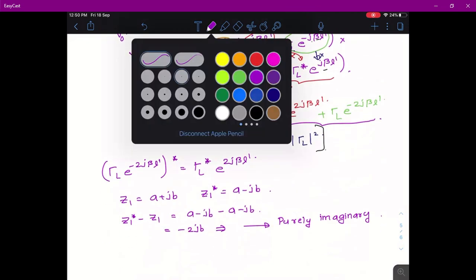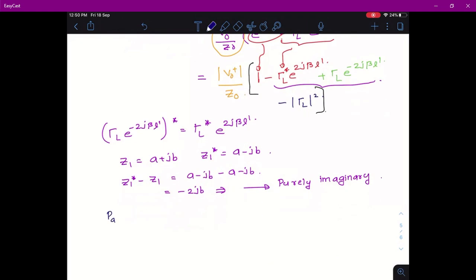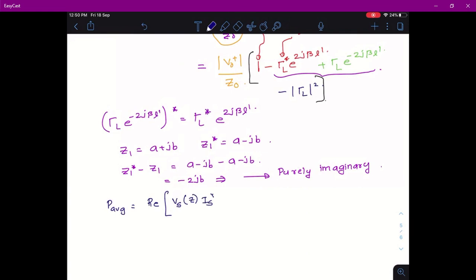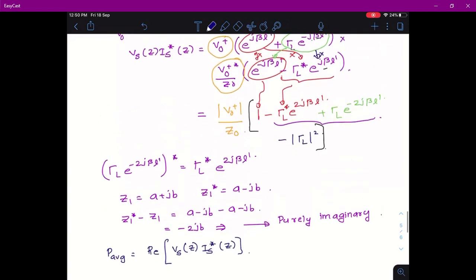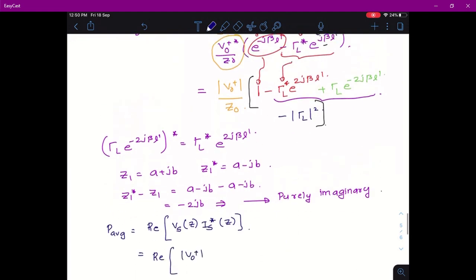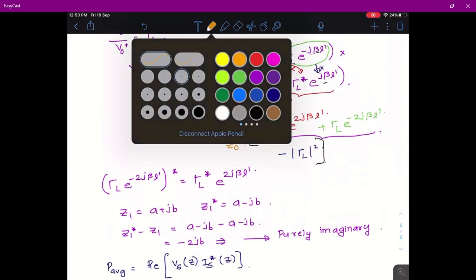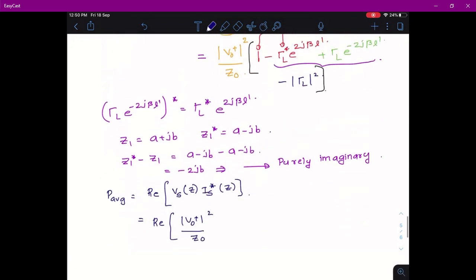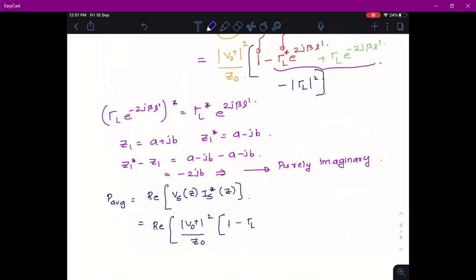Okay. So, our average power P average is equal to the real part of Vs of Z multiplied by Is conjugate of Z. So, this is equal to real part of mod V0 plus square, I think there is a square missing, by Z0 multiplied by 1 minus tau L conjugate e raised to 2 j beta L dash plus tau L e raised to minus 2 j beta L dash minus mod tau L square.